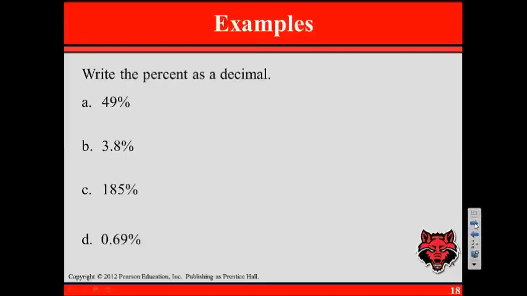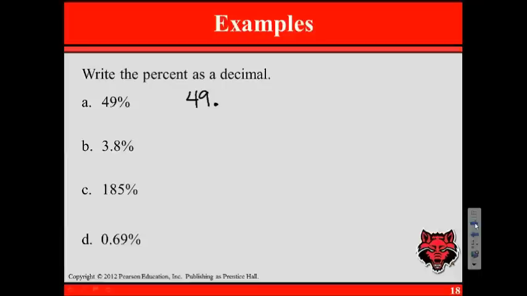Let's try a few examples of that. So let's write the percent as a decimal. If we start with 49%, the first thing we really need to do, if we want to use the trick where we are moving the decimal, is to be able to locate the decimal place. When we're given a whole number, such as the case of 49%, the decimal is located to the right of the ones place. 49 is in the ones place, the decimal is located to the right.